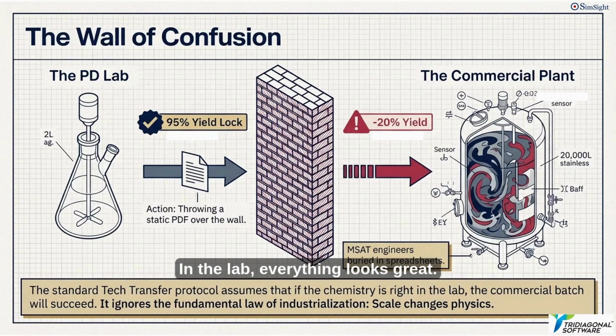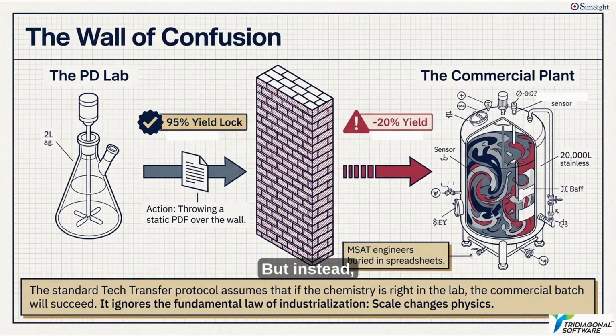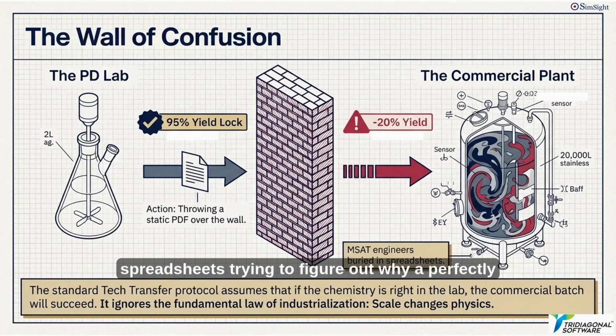In the lab, everything looks great. So we type up a static PDF report, toss it over the brick wall to the commercial plant, and just cross our fingers that it will work out. But instead, our MSAT engineers end up buried in spreadsheets trying to figure out why a perfectly good recipe just failed. The truth? The chemistry did not change. The biology did not change. The physical environment did.